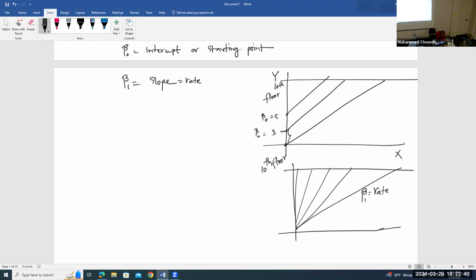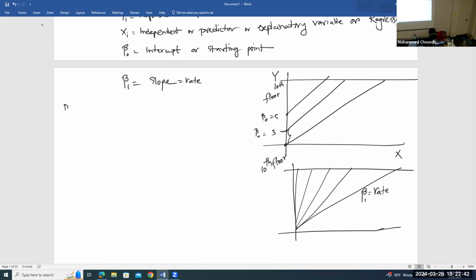Assumptions. So, distributional assumptions on EI and YI. Okay, distributional assumption. So you know the probability distribution, right? Binomial distribution, Poisson distribution, negative binomial distributions.